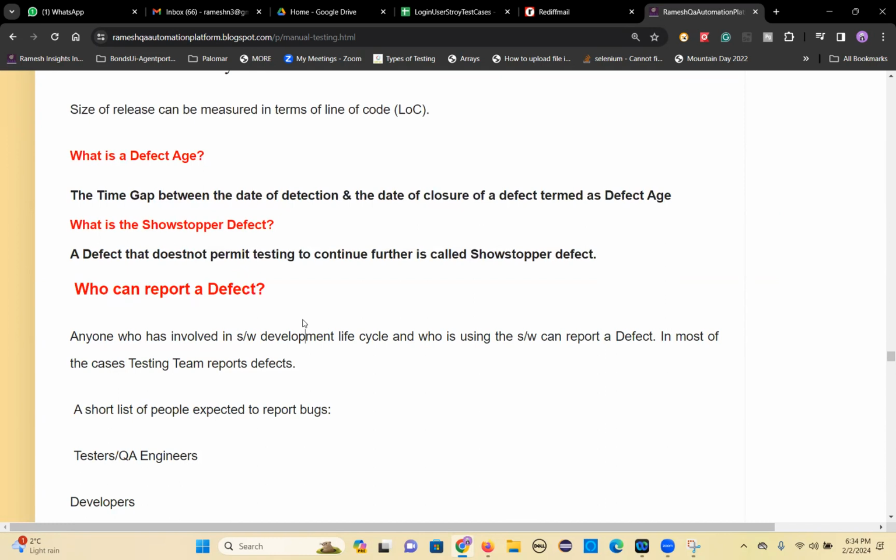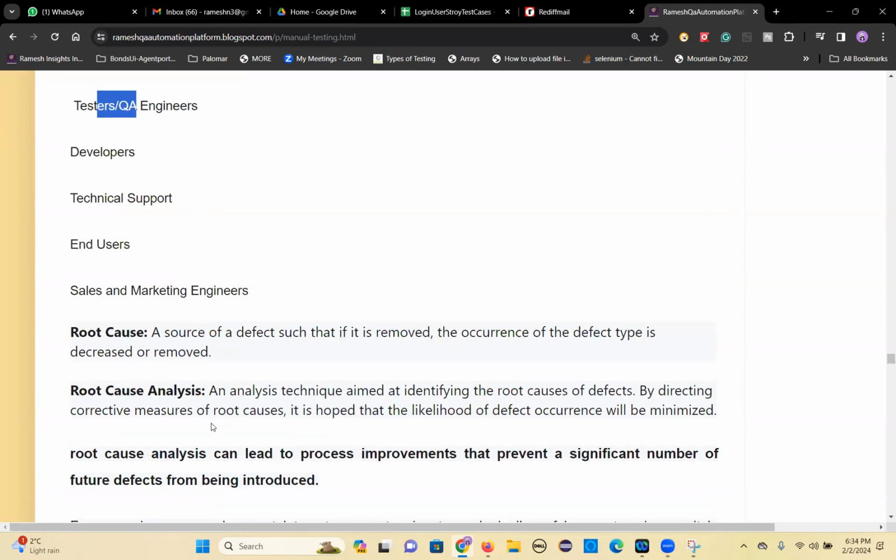So who can report the defects? Anybody. Developers, testers, business people, customers, end users, anybody can report the defects. It is not necessary that only the QA or testing team has to report the defects. Okay, so that's all about defects.